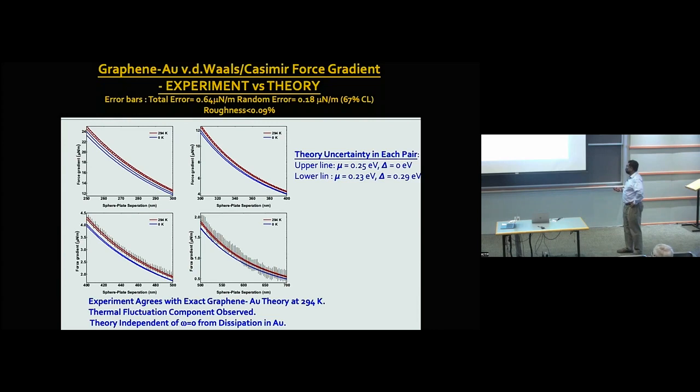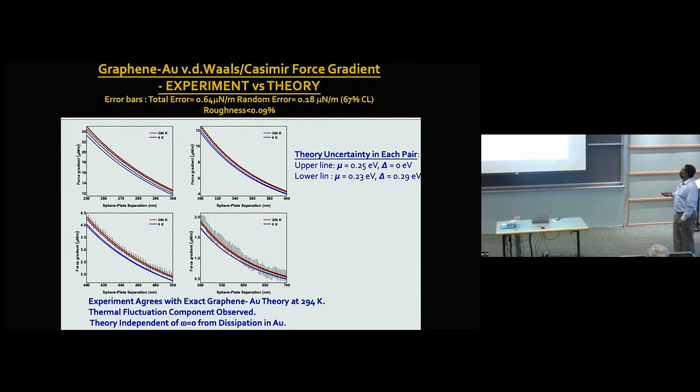Even though we're using a gold sphere, this theory is independent of the Drude versus plasma problem, because graphene is so thin, the reflectivity for graphene is small enough that it doesn't matter. It's a very small difference whether you put Drude or plasma. So that complication we eliminate altogether by using these different materials like graphene.